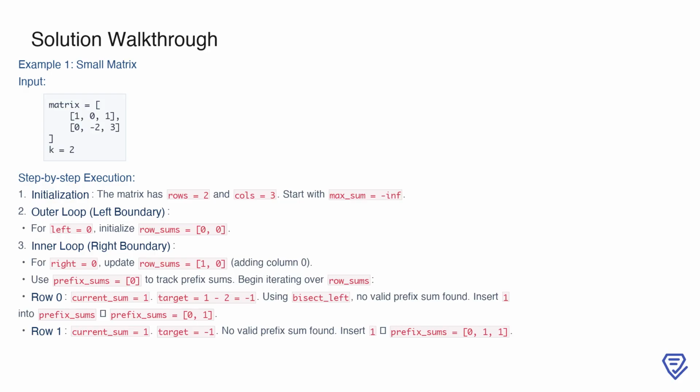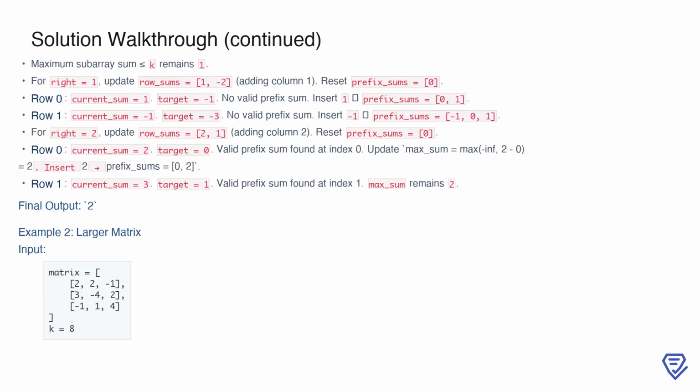For row 1, the current_sum remains 1, and the target is again -1. Similarly, no valid prefix sum is found, so we insert 1 into prefix_sums, resulting in 0, 1, 1. At this stage, we have not found a rectangle with a sum greater than -infinity that satisfies the constraint. The maximum subarray sum less than or equal to k remains 1.